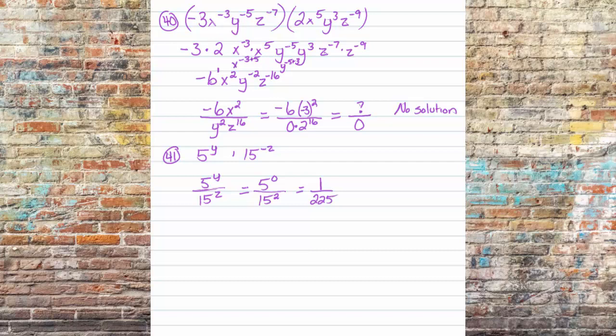Well, 5 to the 0th power is equal to 1. 15 squared is equal to 225. And so we now have our simplified answer of 1 over 225.